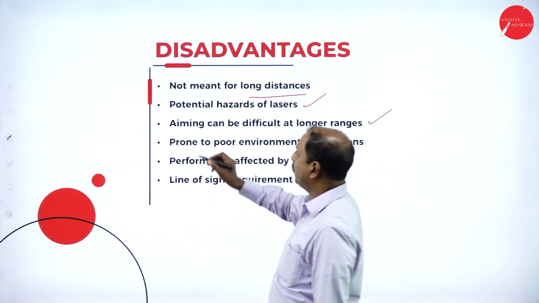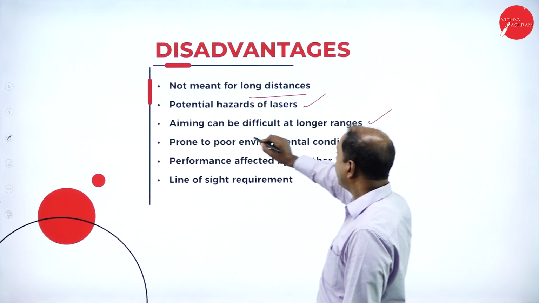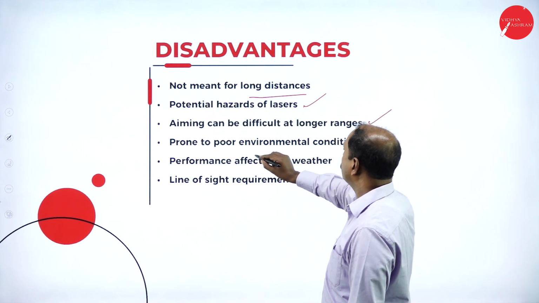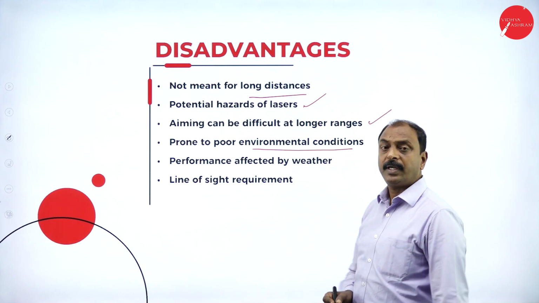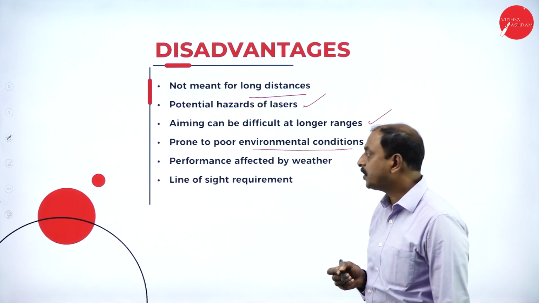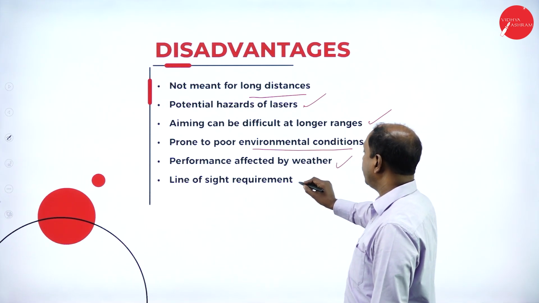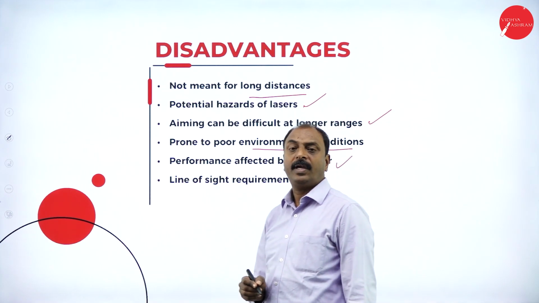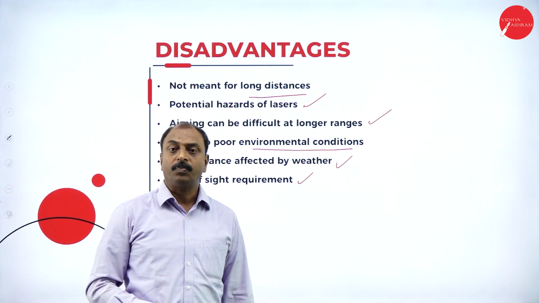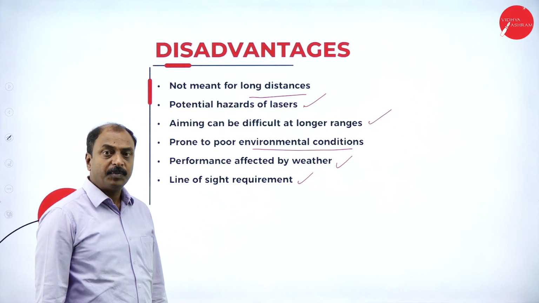So it requires point-to-point communication, which means it has to point in the right direction, at the right point. It is prone to poor environmental conditions, which means if the weather is very poor, there may be a problem in the communication. Performance is affected by the weather and there is a line of sight requirement. So exactly we have to point at the device at the other end. That is the meaning of point-to-point communication. These are the drawbacks of laser communication.